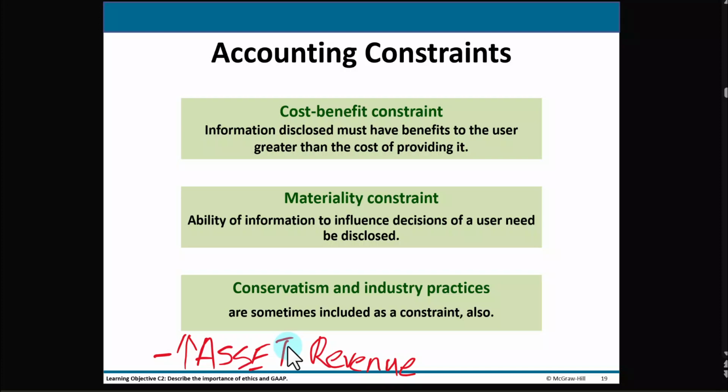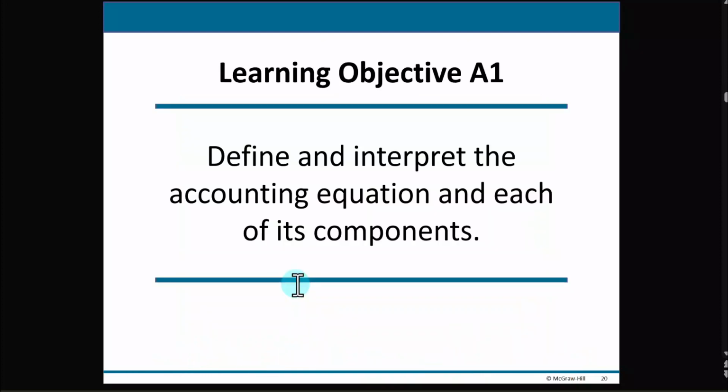And likewise, the opposite of an asset is the liabilities you owe other people, and you do not want to understate them. Same thing with expenses. To be conservative, you do not want to understate your expenses. Okay, let's stop here for our first video, and when we come back, we'll take a look at something called the accounting equation and how we can use that to record business transactions.